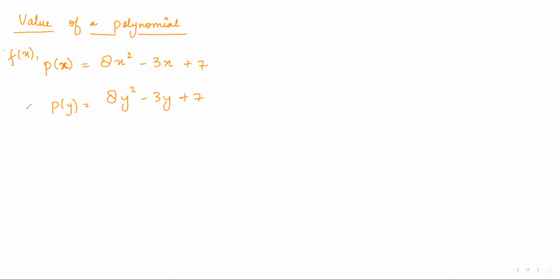So this is how we name it. Now, what about the value of a polynomial? So I can take up different values of y. Y is what? Y is a variable. Variable means this can take up any value. The value is not fixed. It can take up different values. So I can give different values to y.